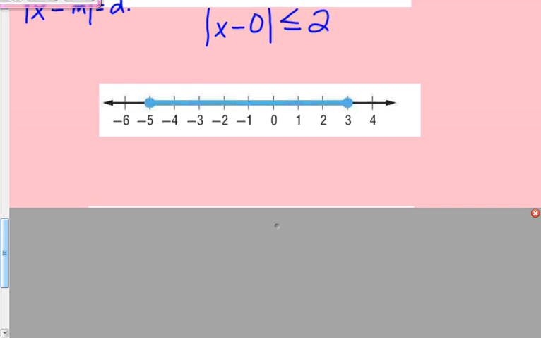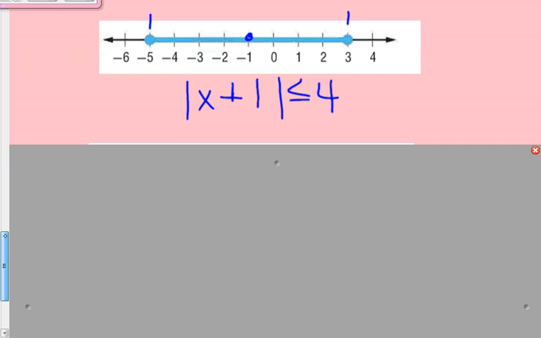We do this one. It's always x minus the midpoint, this time negative 1 right here. But if you put a negative 1 in here, it cancels and makes it a positive 1. So it's x plus 1. It's within again from here to here, so it's less than or equal to, and then the distance, which is 4. And that's it. The absolute value of x plus 1 is less than or equal to 4. Let's do another one.